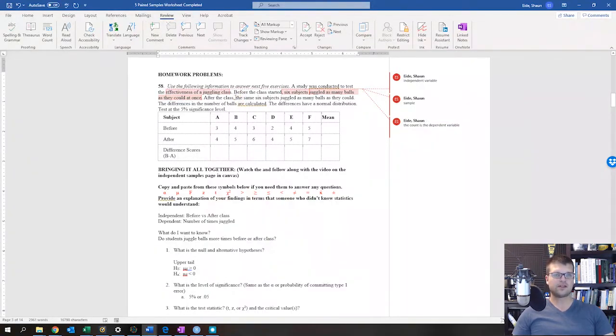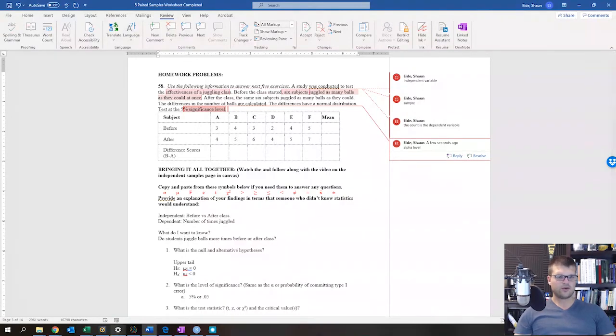After the class, the same 6 subjects juggled as many balls as they could. So once again, the dependent variable, the count of that. The difference between the number of balls are calculated. The difference has a normal distribution. Test at a 5% significance level. So this right here is the alpha level.